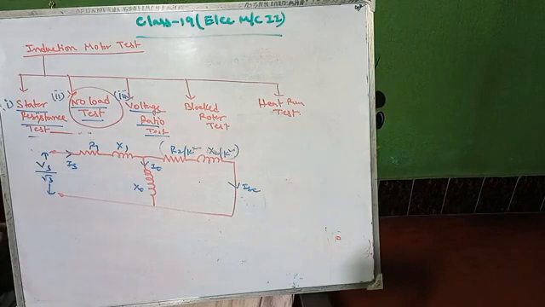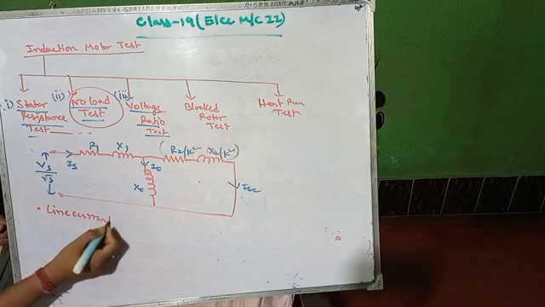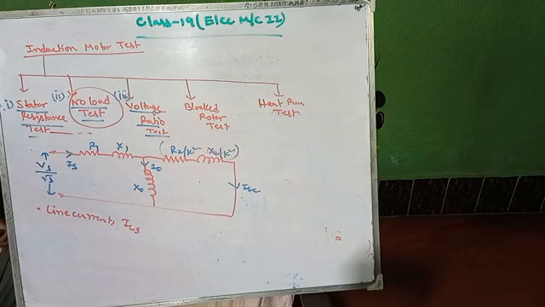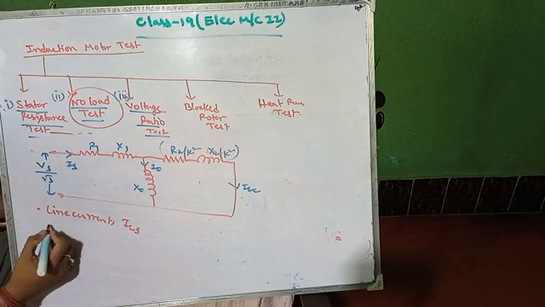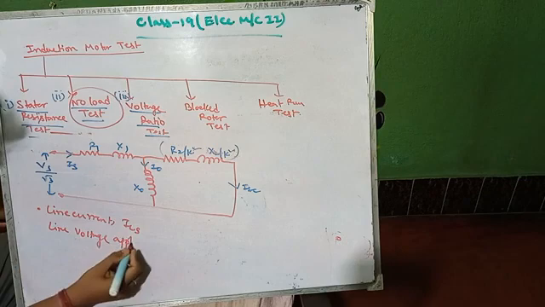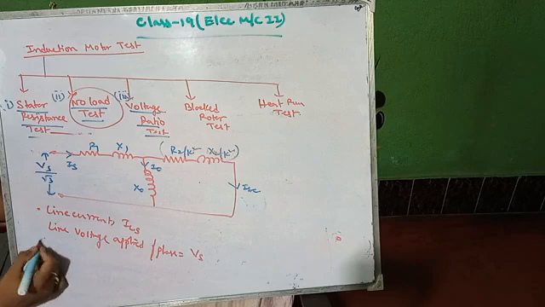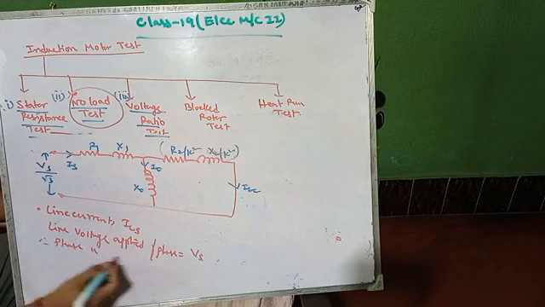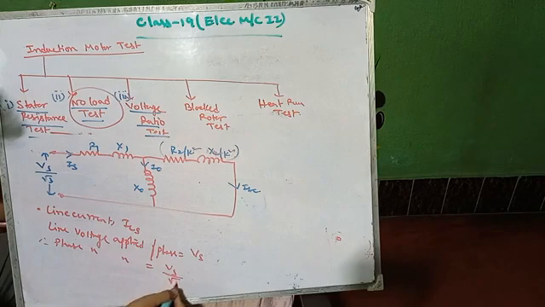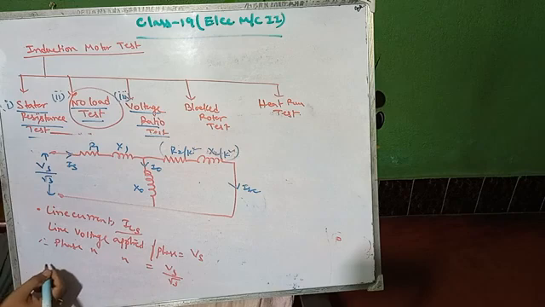First you have to write the line current. Line current equals ILS. In the short circuit test, the line voltage applied per phase equals Vs. Therefore the phase voltage applied equals Vs by root 3, the line current is ILS, and the phase current is also ILS.